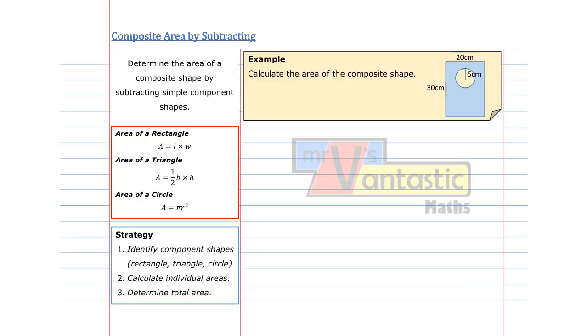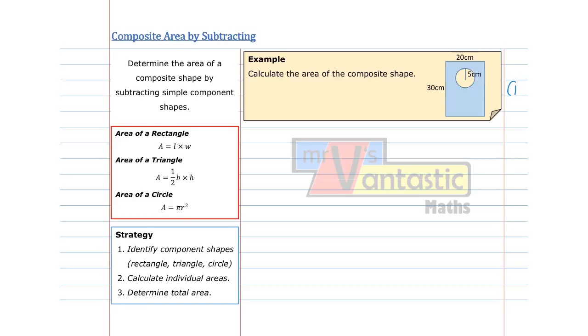This is Mr. V. In this video, we will determine the area of a composite shape by subtracting simple component shapes. We want to calculate the area of this compound shape. And we can see we've got this rectangular shape and we're subtracting this circle away from it.